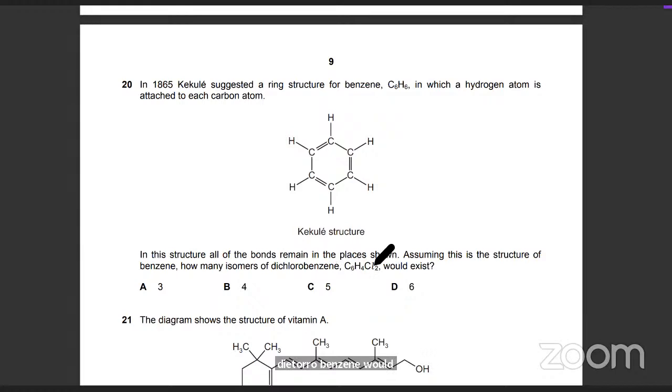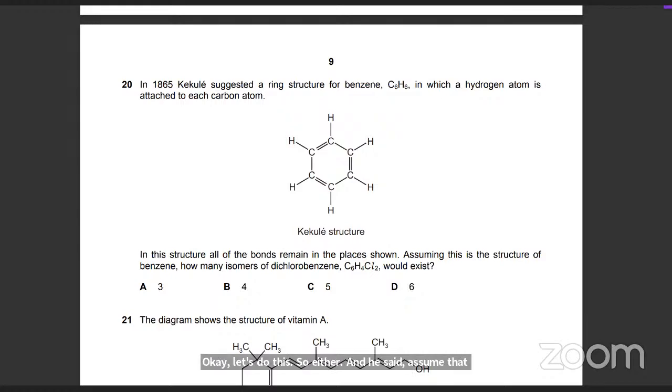So what he's asking for is that if you get rid of 2 of the hydrogens and in its place replace it with a Cl, how many isomers would you have? Well, you would have to draw all of them. Okay, let's do this. He said assume that all the bonds remain in place.